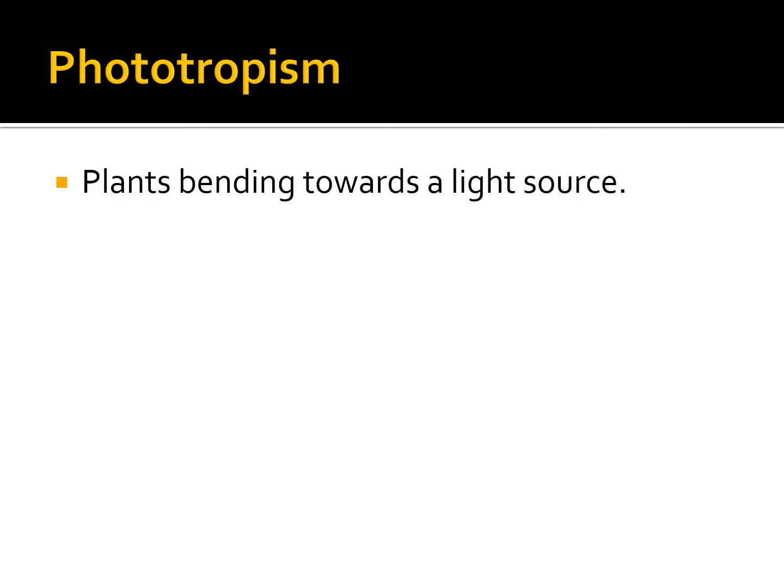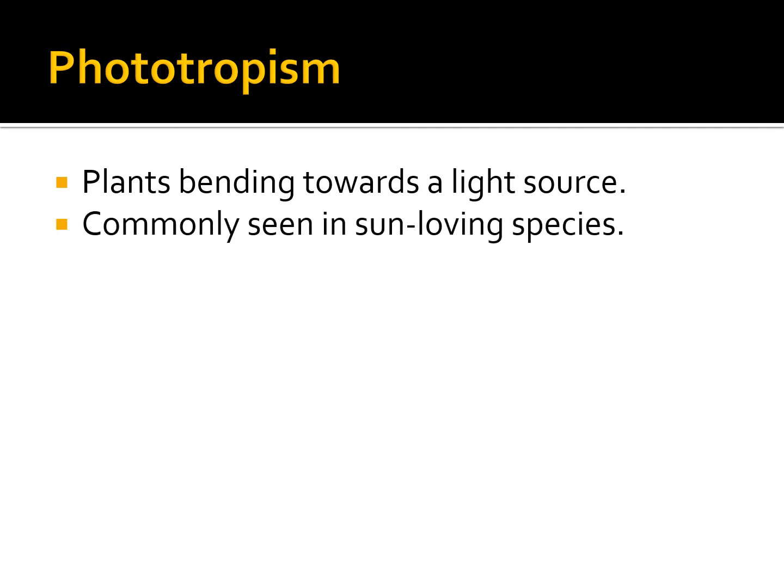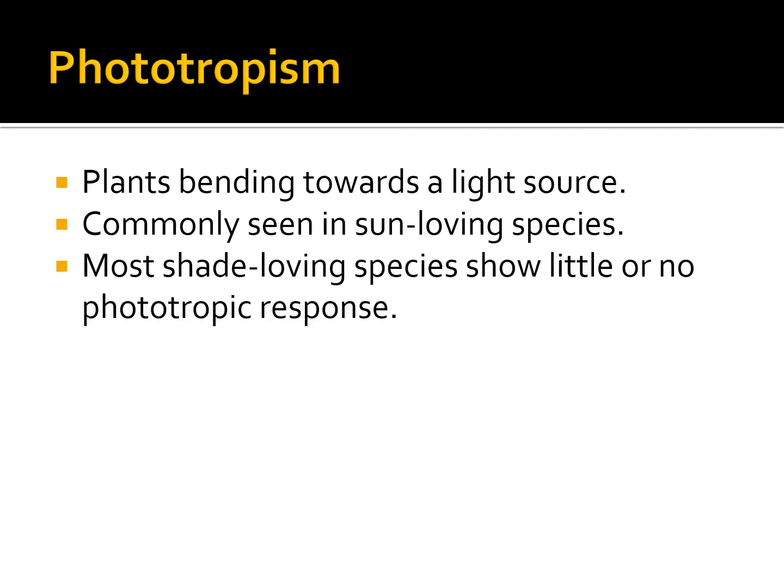Phototropism is the tropism where plants bend towards a light source. It's commonly seen in sun-loving species of plants. A lot of shade-loving or shade-tolerant species show little or no phototropic response. So let's see how phototropism works.